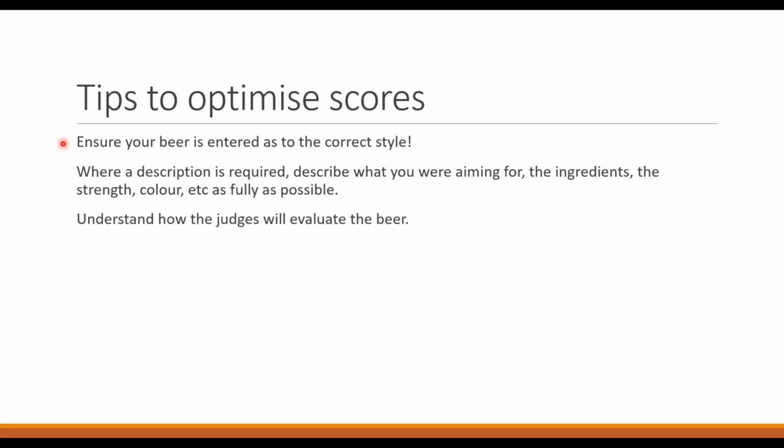Right, I said I wanted to say something about using the entry form as much as possible to optimize the scores, and a few things to mention here. Ensure your beer is entered as the correct style. I mentioned earlier, BJCP is very clear that the beer has to be judged against the style that it was entered as, in the exam, in a competition, everything. So make sure it's in the correct style.